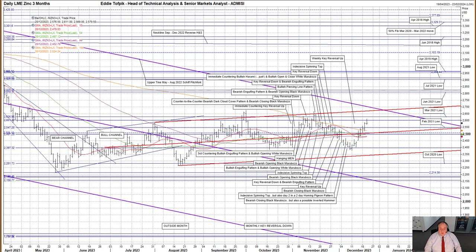I covered LME zinc in my weekly base metal video commentary last week, especially how prices are gradually moving higher within a shallow bullish shift pitchfork, and that you can see highlighted in bright red on my daily chart.